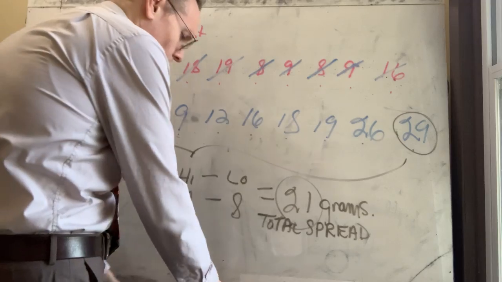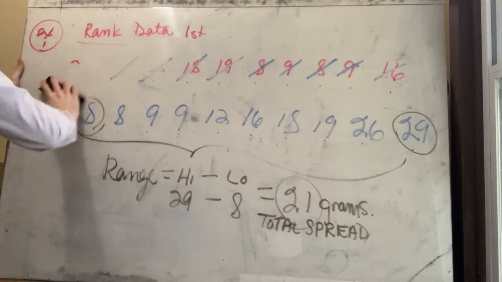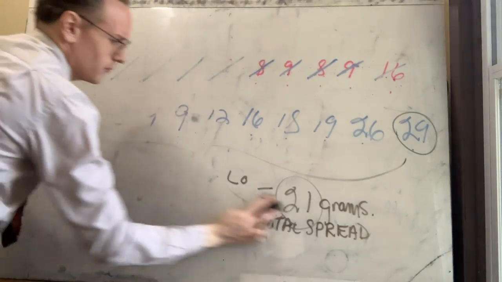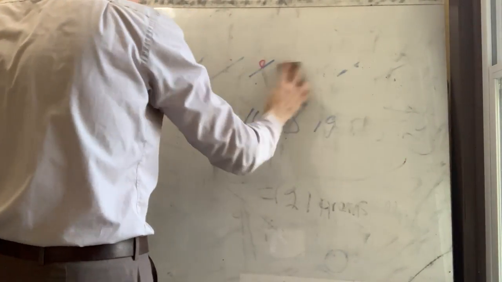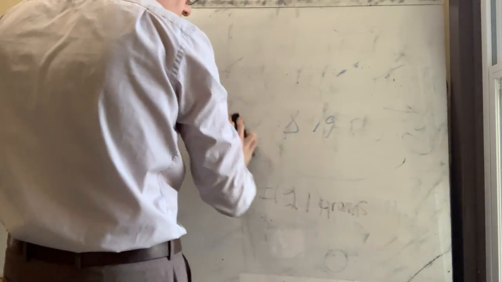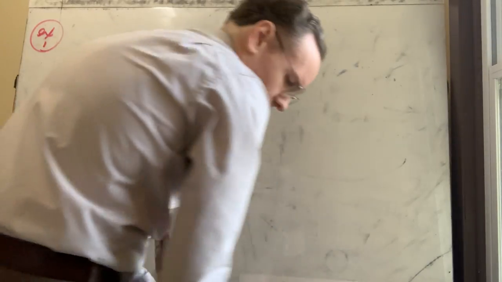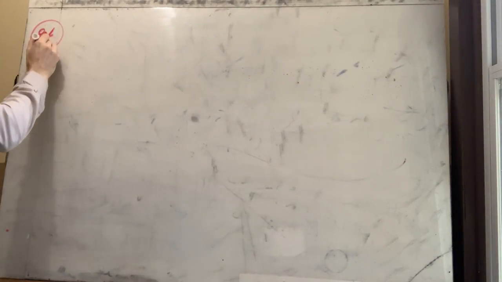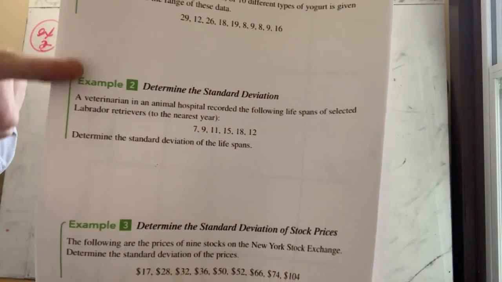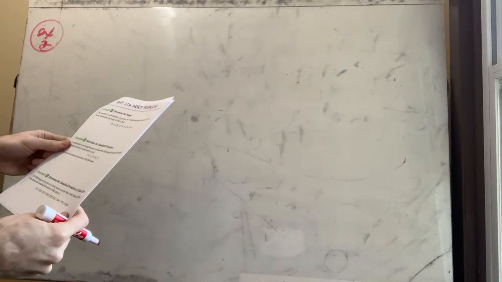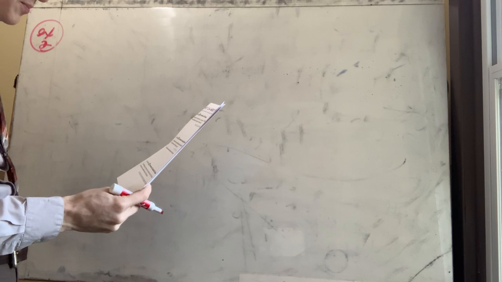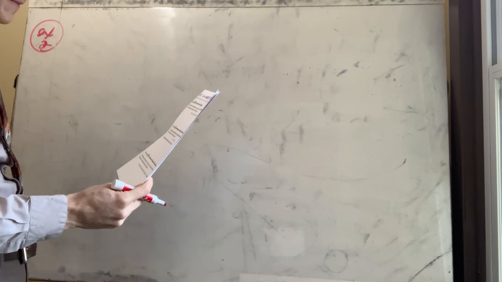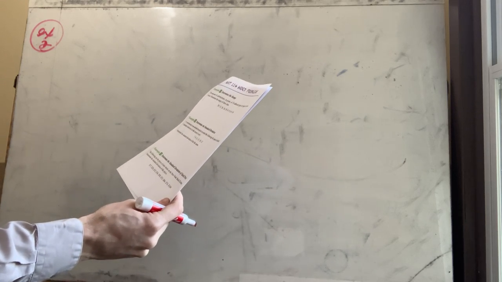Now when you do the next problem, this is a good opportunity to teach you or remind you how to use your calculator, which is more likely what you would do, especially if you had a lot of data. Let me write what you have up here first. For example two, a veterinarian in an animal hospital recorded the following lifespans of selected Labrador retrievers, to the nearest year. Determine the standard deviation of their lifespans.